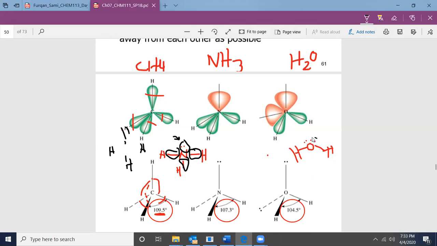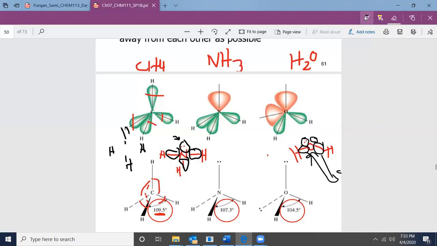So this is your first one. This is your second one. This is your third one. This is your fourth one. Four electron groups around the central atom, out of which two of them are shared and two of them are lone pair or unshared pairs.